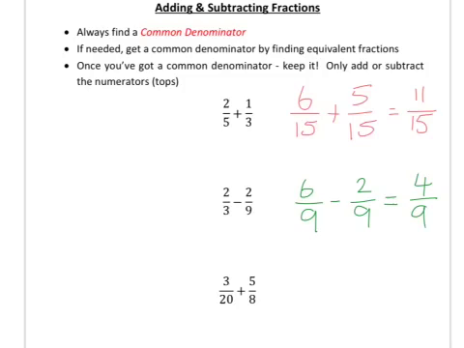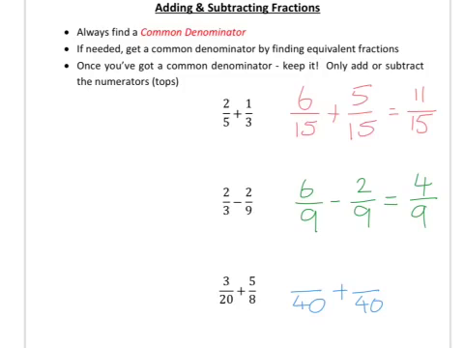And finally, in this last example, you'll notice we have a denominator of 20 and a denominator of 8. And sometimes, if you can't think, you say, okay, 20 and 8 both go into 160. We multiply these two values. But actually, it's much easier if we can find a smaller value that they both go into. And I know that 20 goes into 40, and 8 also goes into 40. So we're going to find the equivalent fractions.